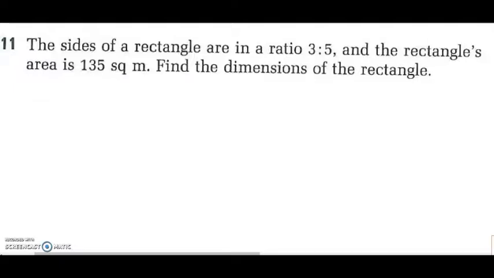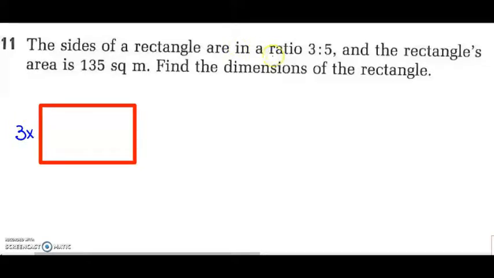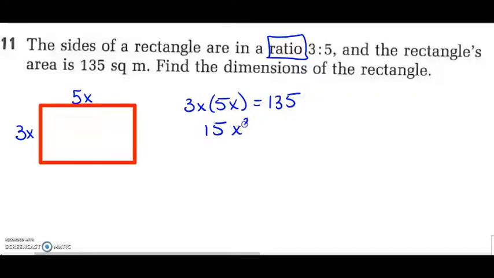The sides of a rectangle are in a ratio of 3 to 5. The area is 135. So I'm going to set that up. Remember, whenever we see the word ratio in a word problem like this, we should think x. So 3x and 5x. So 3x times 5x equals 135. 15x squared equals 135. 135 divided by 15 is 9. The square root of x squared is plus or minus 3.